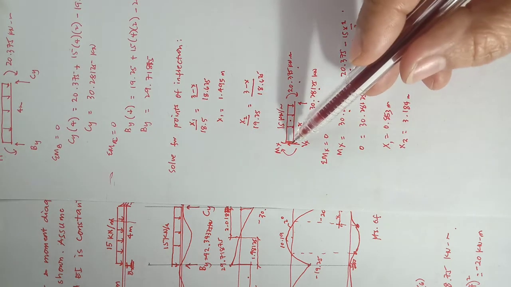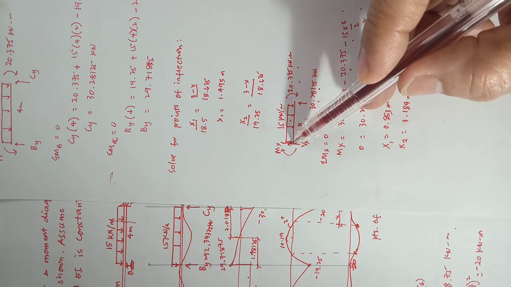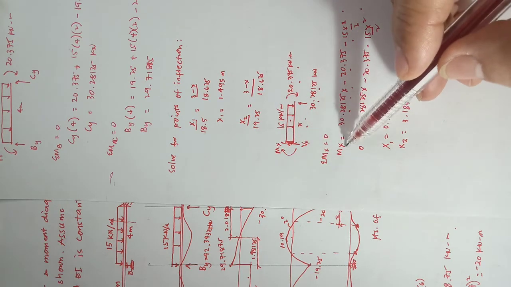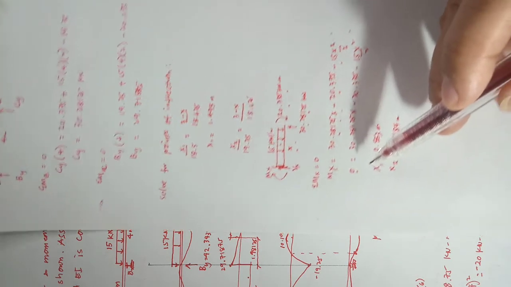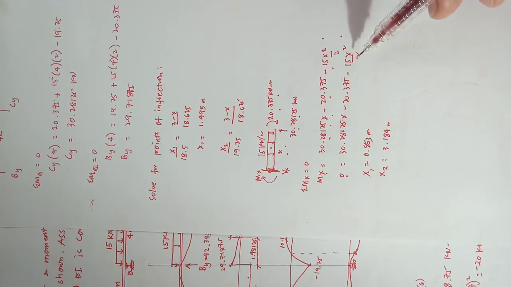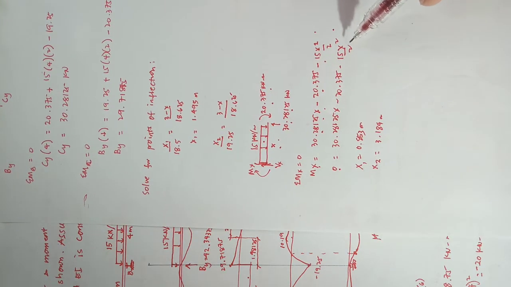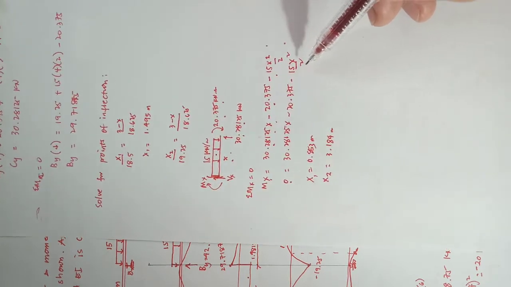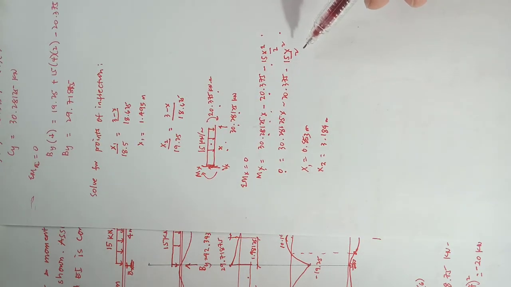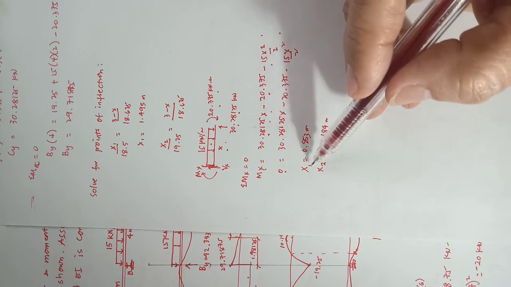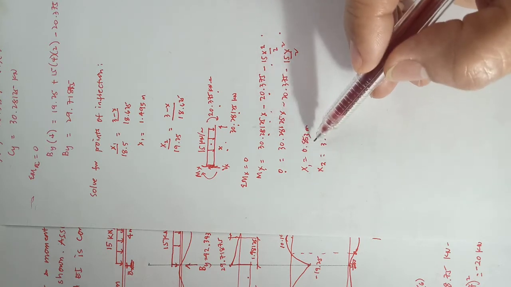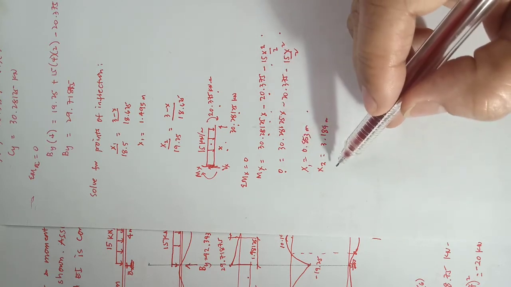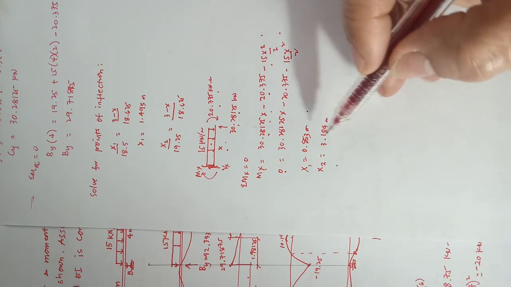And since at this section your moment is 0, so equate Mx to 0. So you will have a quadratic equation. Okay, so using your calculator and considering your quadratic equation, you can solve for x. So the first value is 0.853 and the second value of x is 3.184.